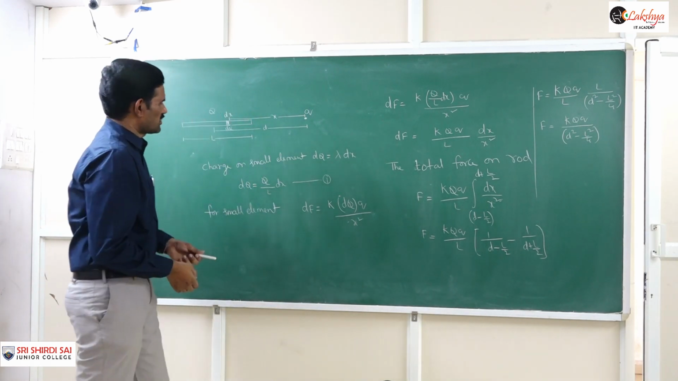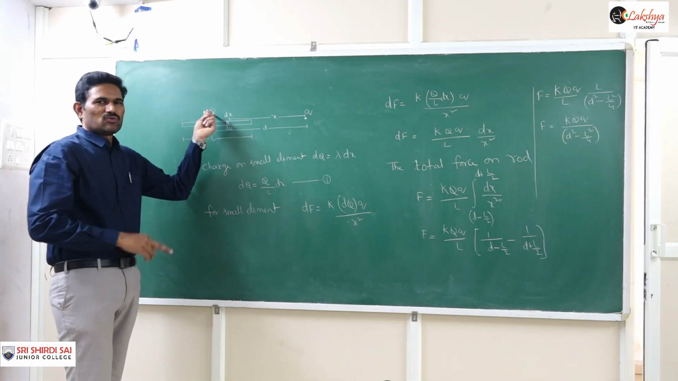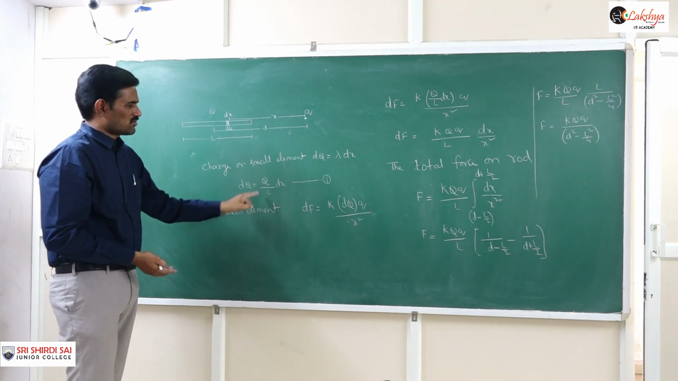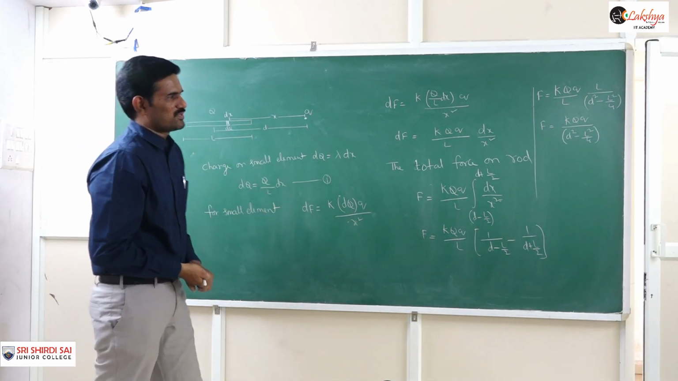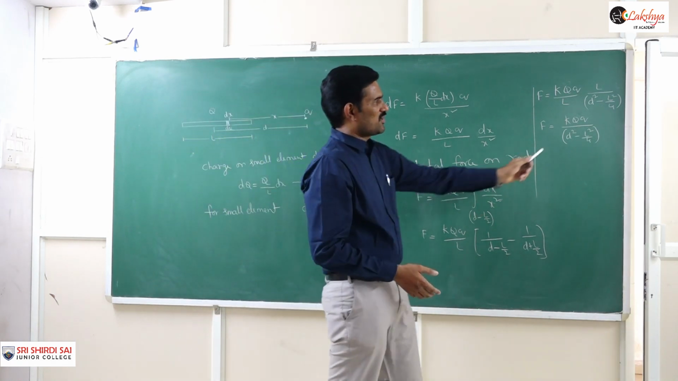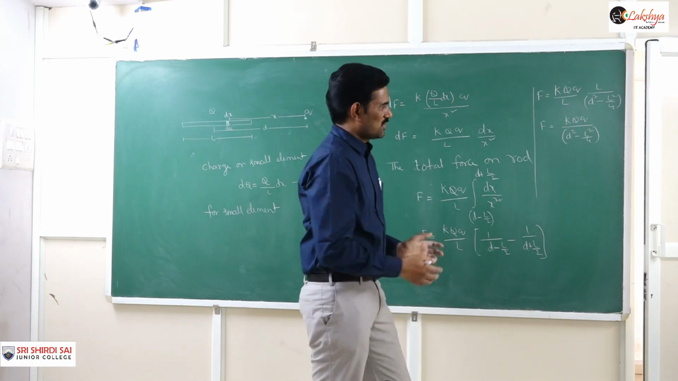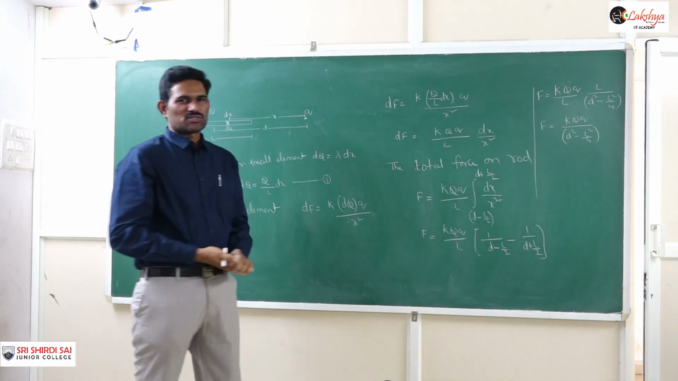And sometimes, instead of giving this q value, they may give the lambda value directly. Then accordingly we need to write it here. So instead of q by L we directly substitute lambda. Or finally you can write the q value as lambda into L. So you can write it like that also. That is the way of calculating for this continuous charge distribution.